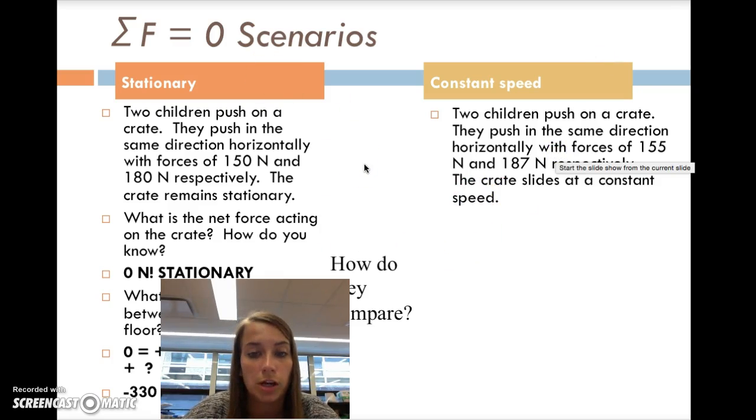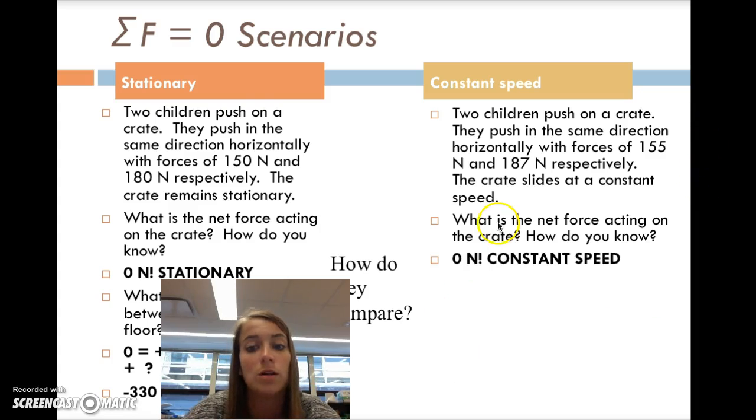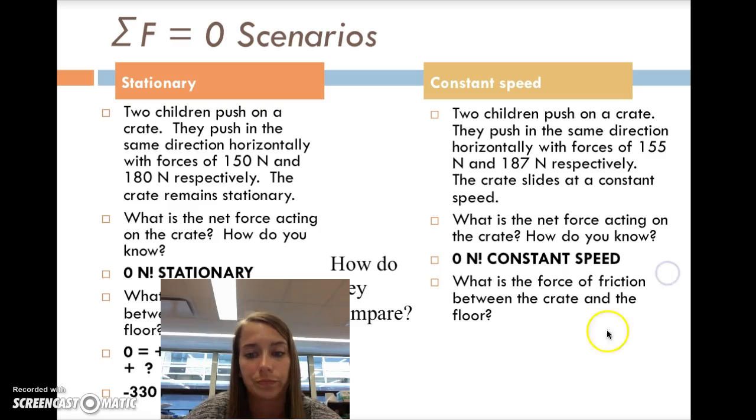You have two children pushing on a crate. They push it in the same direction horizontally with forces of 155 and 187 newtons. The crate slides at a constant speed. What is the net force acting on this crate, and how do you know? Well, we know it's 0 newtons. Why do we know? Because of that constant speed. If you get a problem that ever says constant speed, that means it has to be 0 newtons.